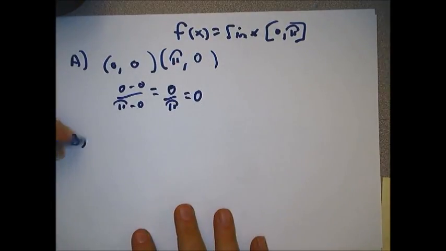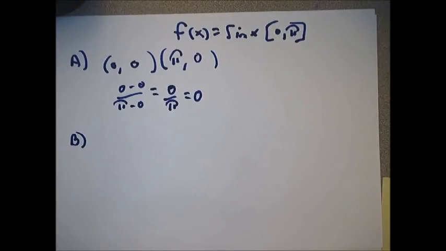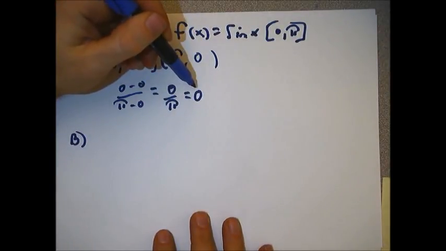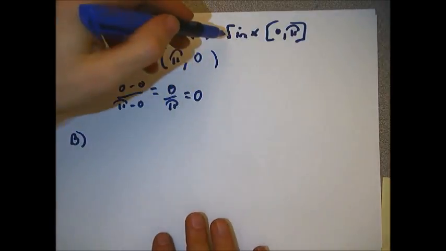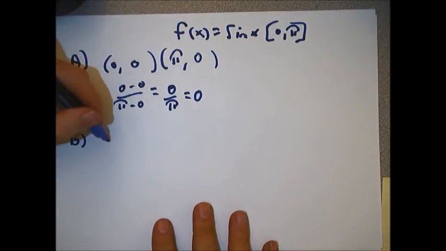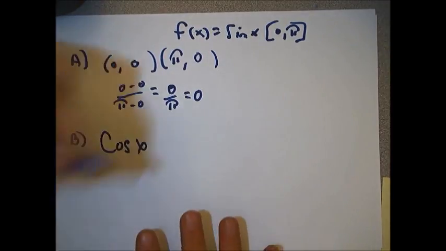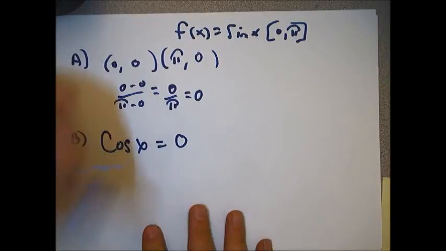For part B, it says find the point that satisfies, in other words, the x value. I'm looking for the x value that satisfies f prime of C is equal to f of B minus f of A over B minus A. All of that just means find out the x value where the tangent slope is going to be equal to, in this case, 0. So that means I should take the derivative. So the derivative of my function sine goes to cosine, and I want to force it or figure out where that will be equal to 0.